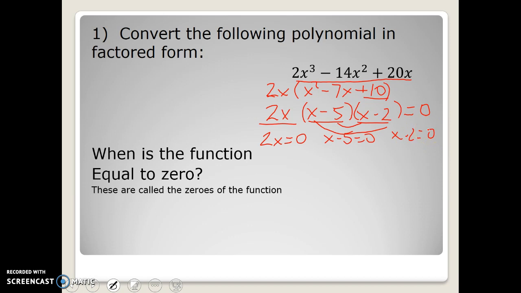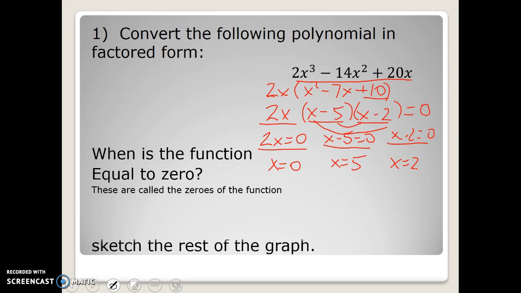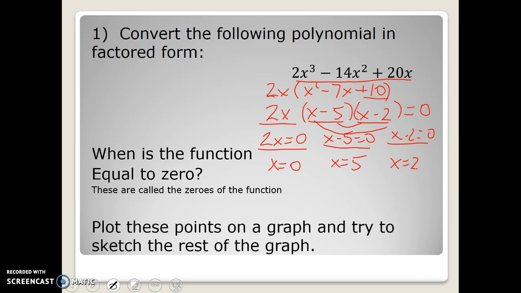If I solve all 3 of these equations, if I solve this one first, I'll have x equals 0. If I solve this one next, I'll add 5 to both sides, and x will equal 5. And if I add 2 to both sides, I'll have x equals 2. And so those are called the zeros of the function because it's when it gives you an output value of 0. So then what we want to do is plot these points on a graph and try to sketch the rest of the graph. And I'm going to go ahead and do that up here.